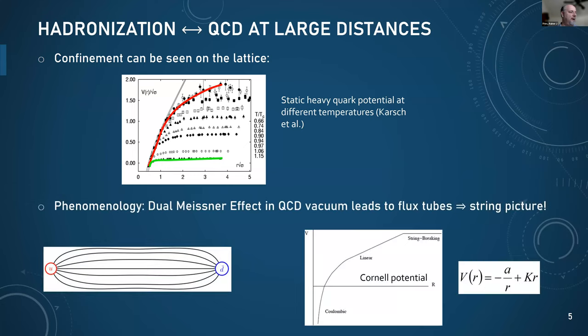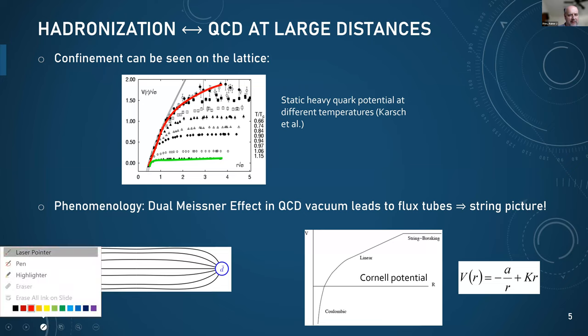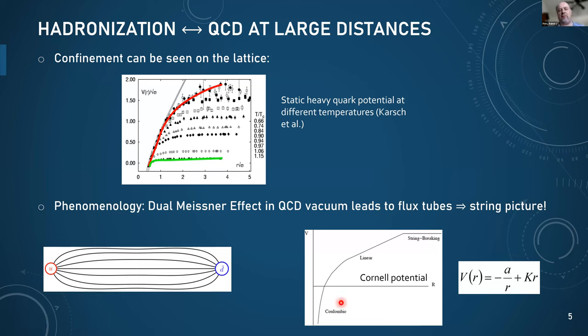And the way to understand this phenomenologically, not exactly from first principles, is that the potential is shaped like shown on that graph here, to the right. It's also sometimes called the Cornell potential. I don't know if you can see my mouse pointer here. Okay, hopefully you see the laser pointer.